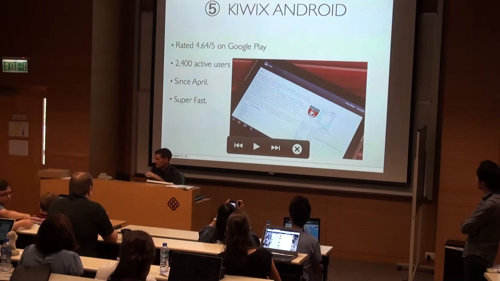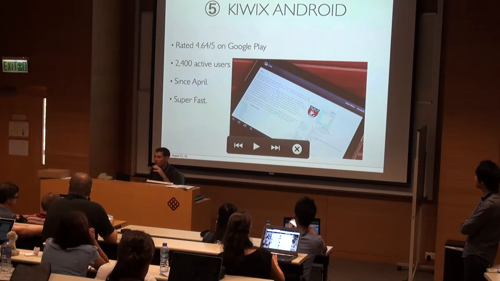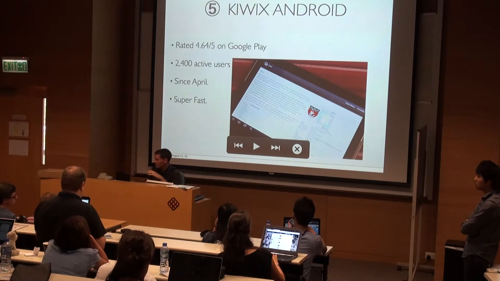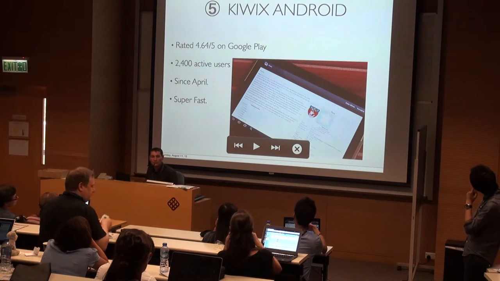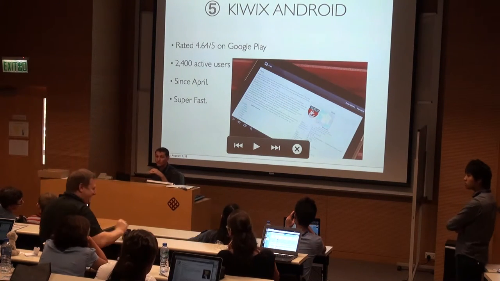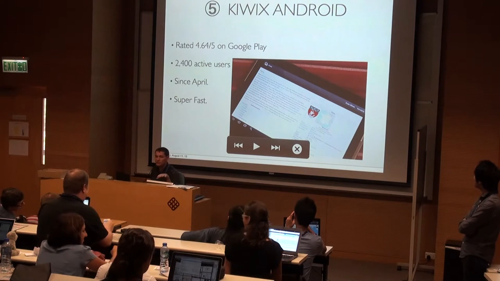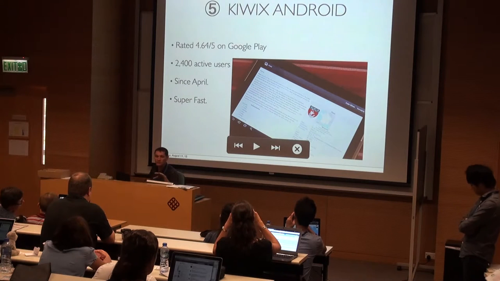A very recent version of Kiwix is Kiwix for Android, released in April. We already have a lot of users and great ratings. It works on phones and tablets, and it's super fast. It also has the search engine inside, but it's a very custom version, so it doesn't have all the features of the desktop one.